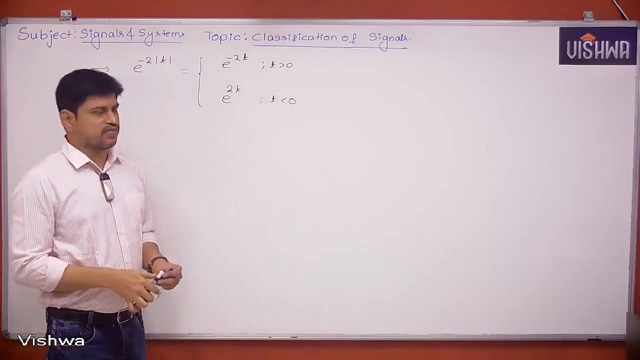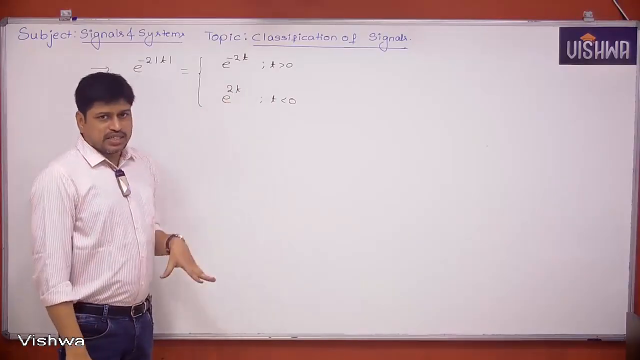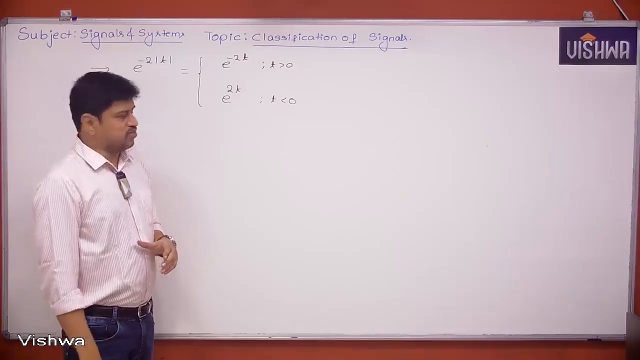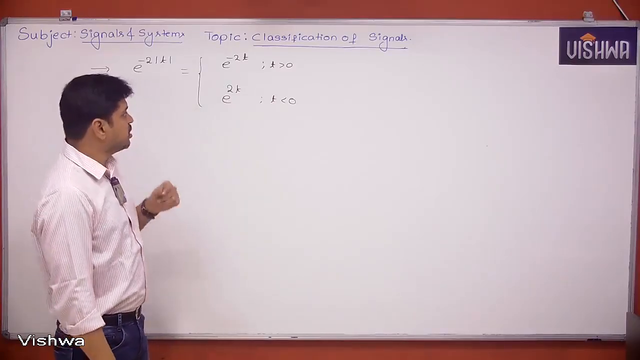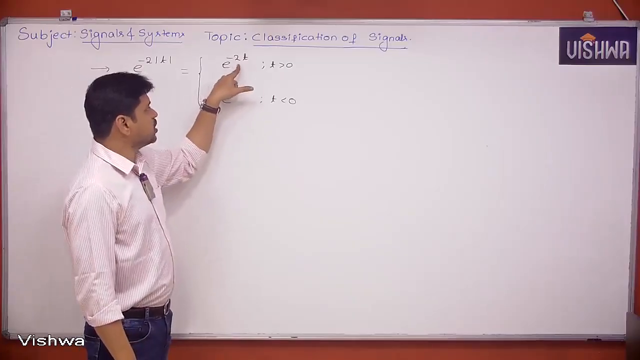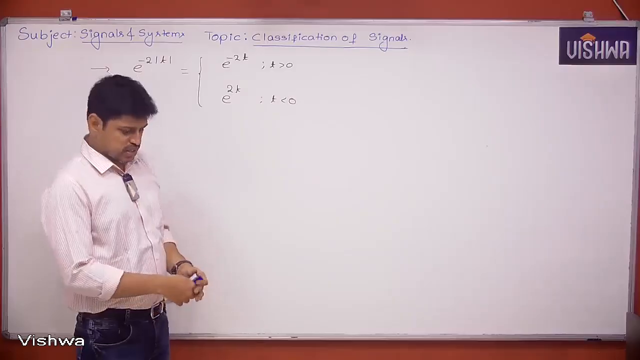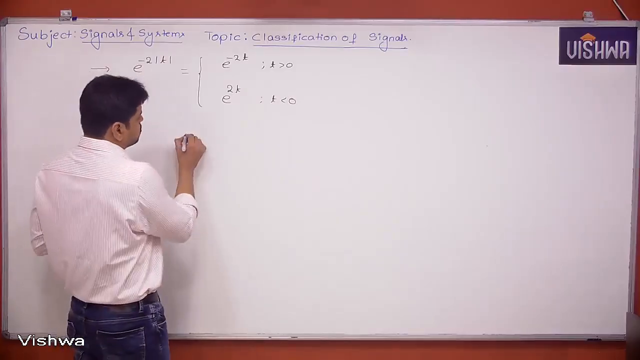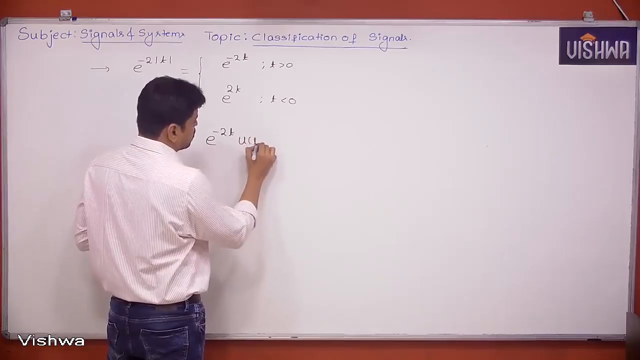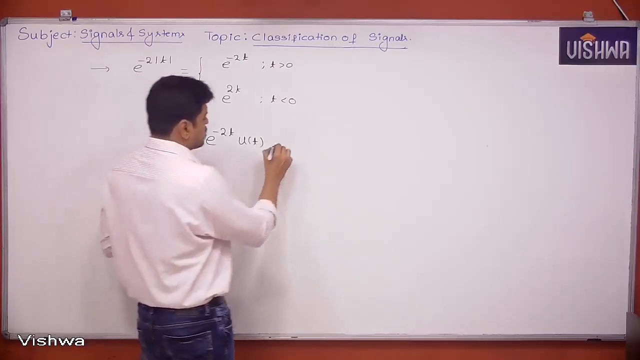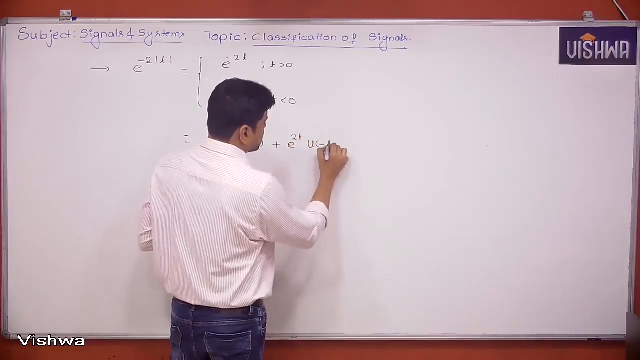Listen carefully to what I am doing here. E power minus 2t, in general, exists from minus infinity to plus infinity. E power 2t also exists from minus infinity to plus infinity. But if you observe carefully, e power minus 2t is only for t greater than 0, and e power 2t only for t less than 0. Can I write the signal like this? E power minus 2t u of t plus e power 2t u of minus t.